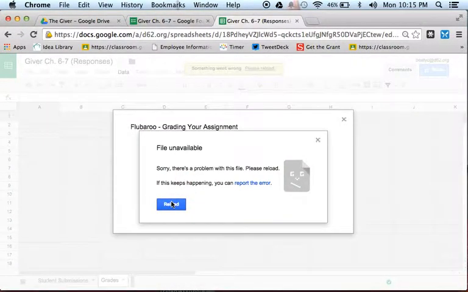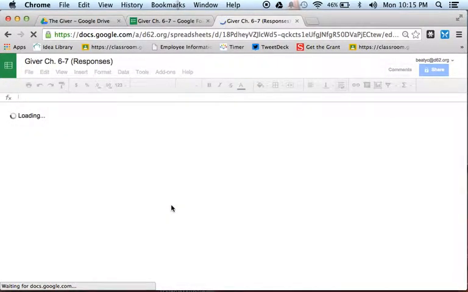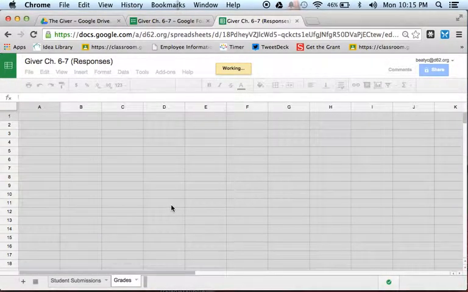I'm going to reload the page. It probably did this just because I've graded the quiz before, or there's an issue right now. So I reloaded it, and it should give me my answers.